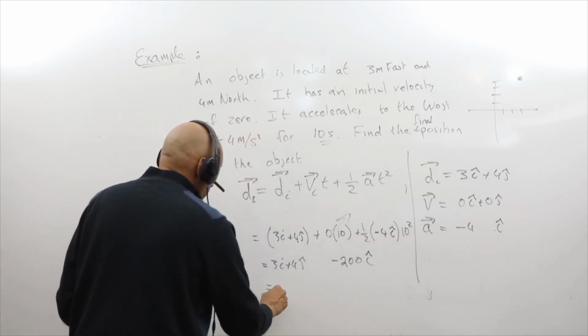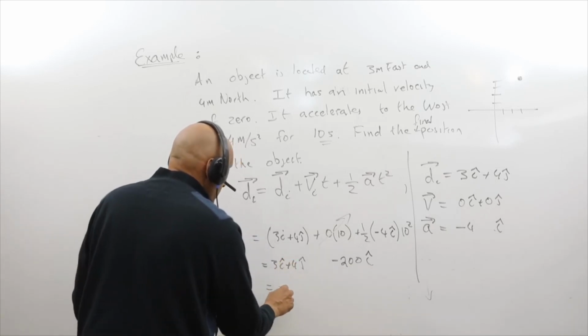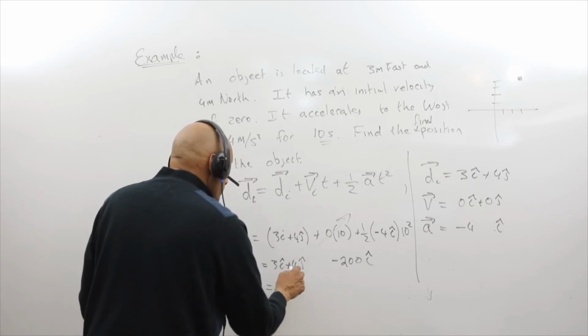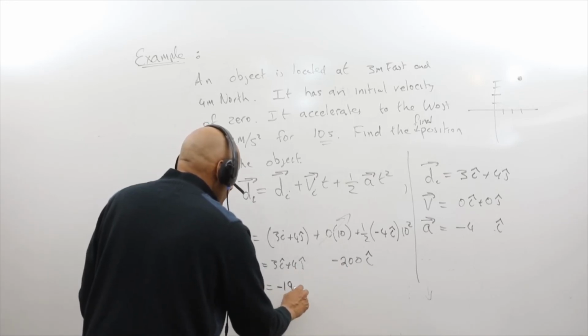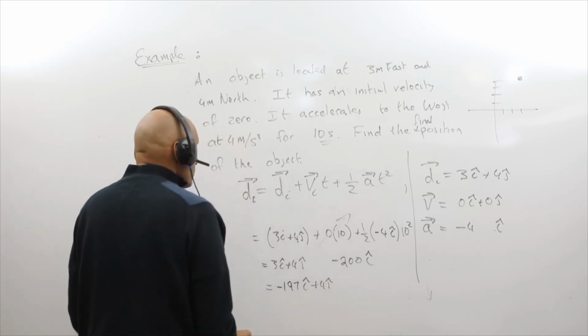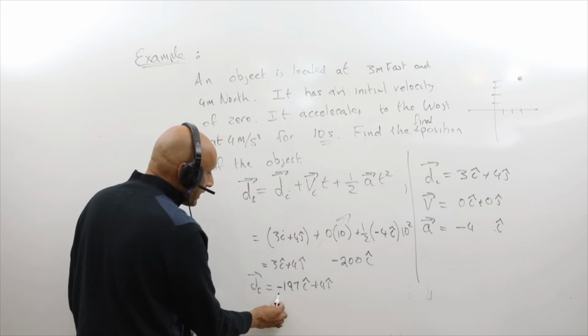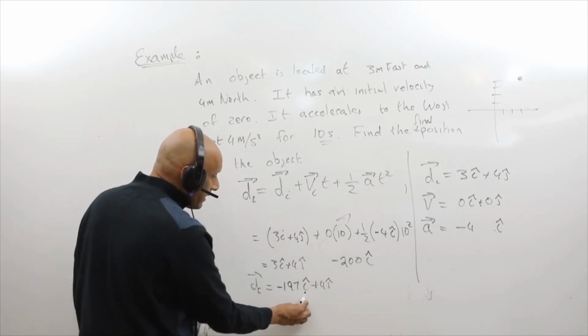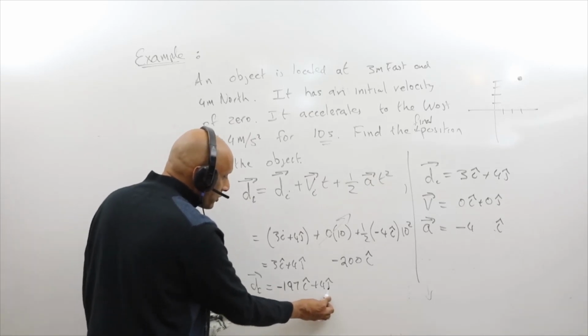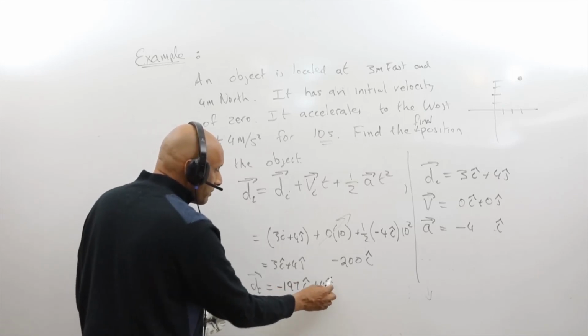So add up the i's. The i's are next to each other. So this is now minus 200 plus 3, or minus 197i plus 4j. So where is the final position? It is negative 197 meters east and 4 meters north. Or if you want, it's 197 meters west and 4 meters north.